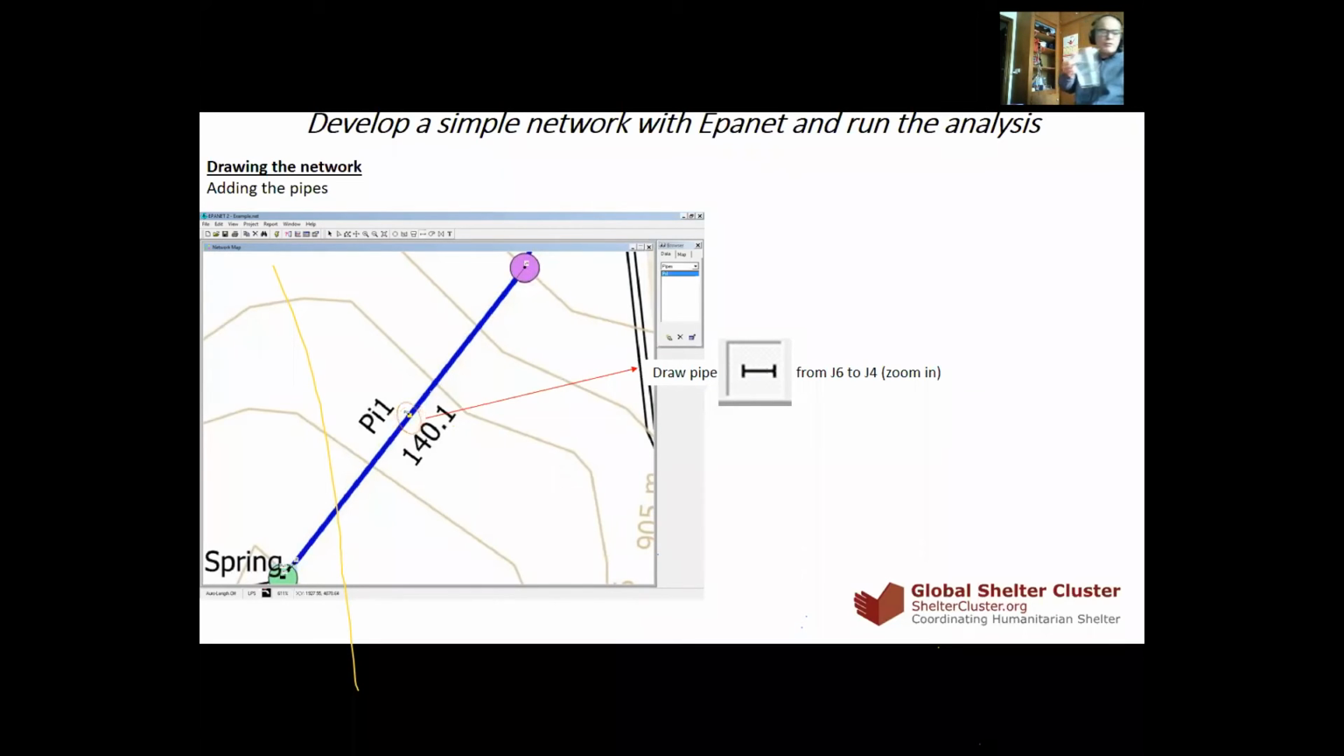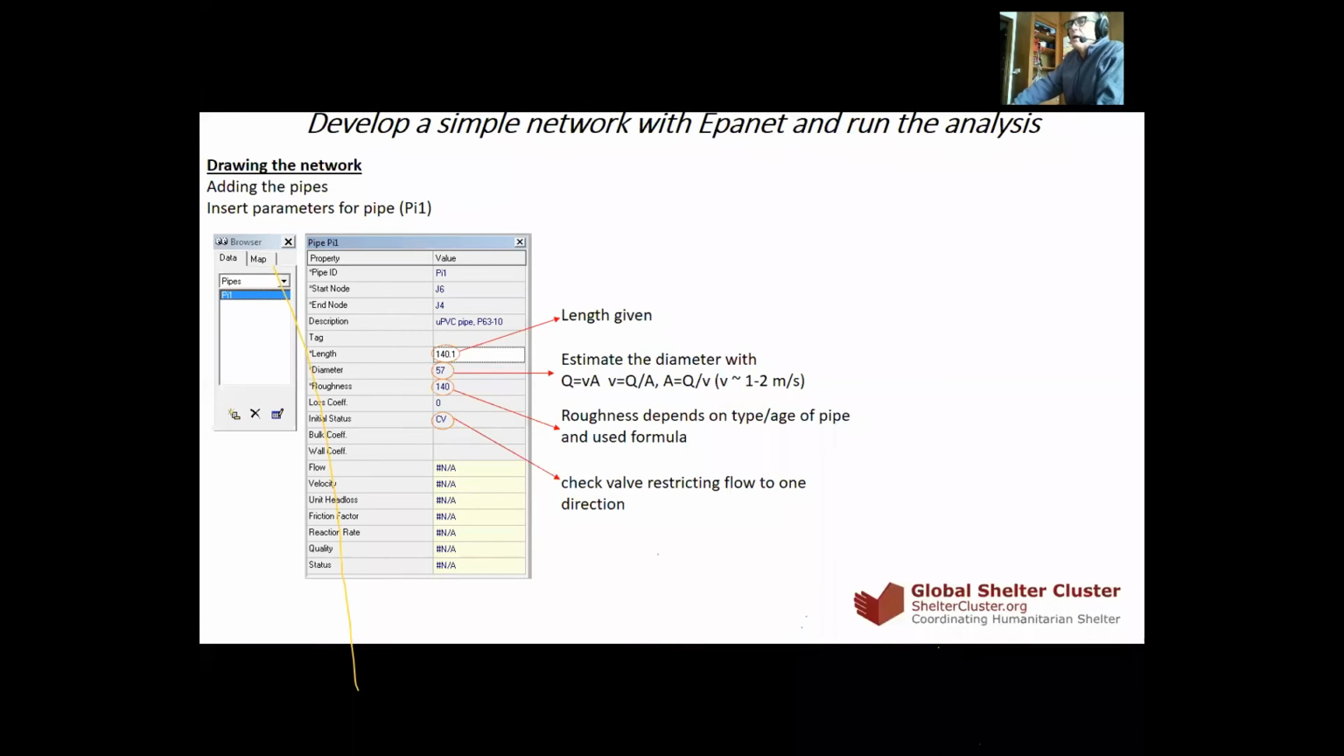When you have water flowing in the same direction that you draw the pipe, the flow will be positive. If the water flows in the other direction, the flow will be negative, but the system will work anyway. Now you have one junction, one pipe. You click on that, pipe 1, twice, and the properties of the pipe will appear.